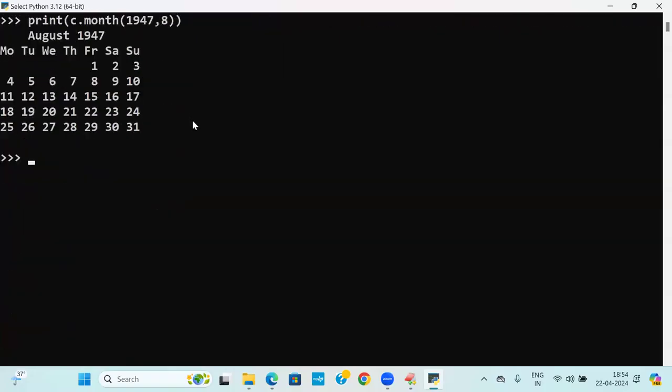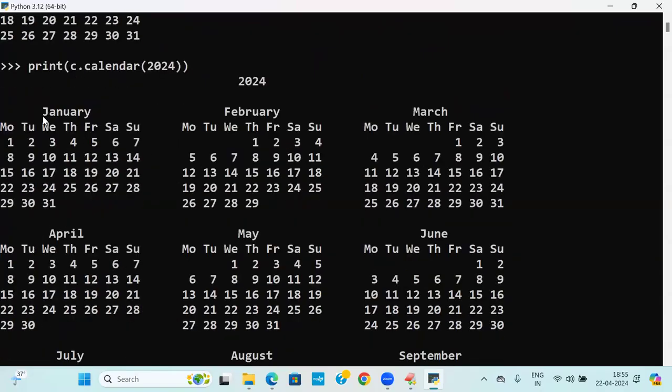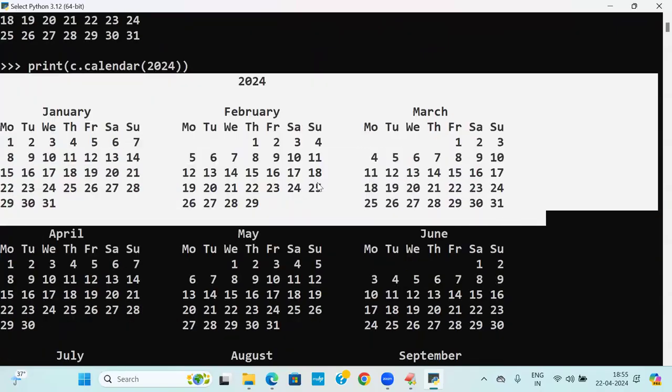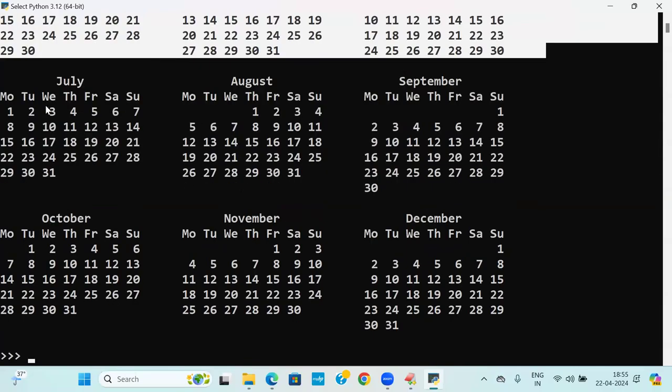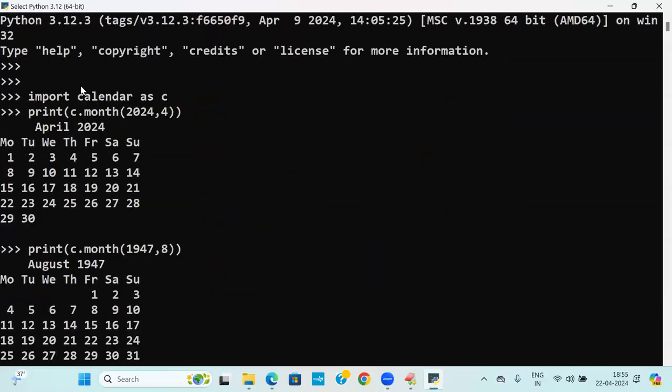Similarly, I want to get the total year. How do you go for it? C dot calendar of 2024, the calendar I want. I am getting the 2024 calendar, students. See how I am getting it: the first 3 months, next 3 months, next 3 months, next 3 months. Tell me, is it easy or difficult to generate the calendar? Easy, because of the beauty of the module called calendar. What is a module?